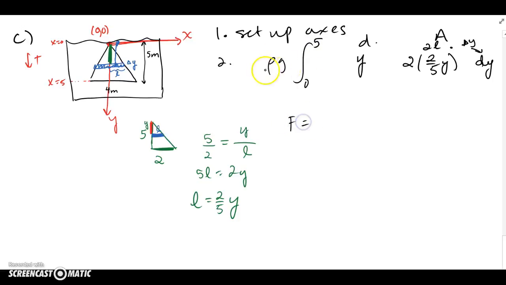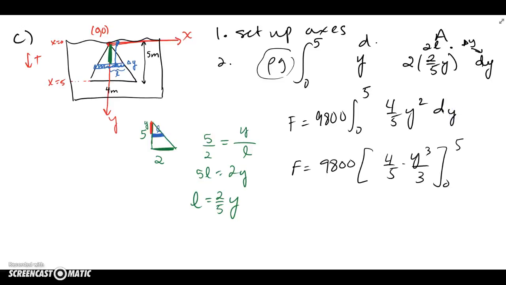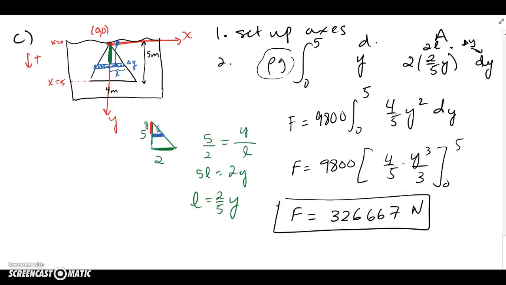So the force: rho g, what units am I in? If I'm in meters, I'm in the metric unit system. So 9,800 for the rho g part, from 0 to 5. And I have 2 times 2/5 y, I guess 4/5 y squared, dy is what I'm looking at. We could easily integrate that: 4/5 y cubed over 3 from 0 to 5 times 9,800, and that's going to end up being approximately 326,667 newtons for the hydrostatic force acting upon that plate.